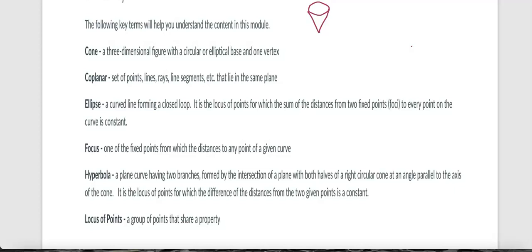Focus: one of the fixed points from which the distance to any point of a given curve is measured. So focus is what? One of the fixed points from which the distances to any point of a given curve are measured.